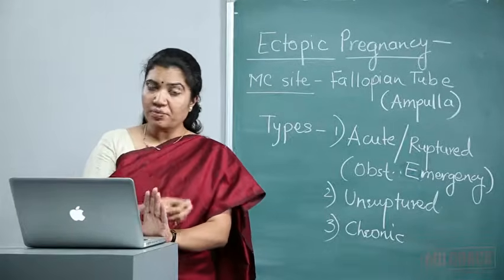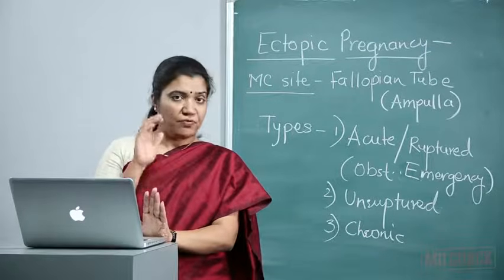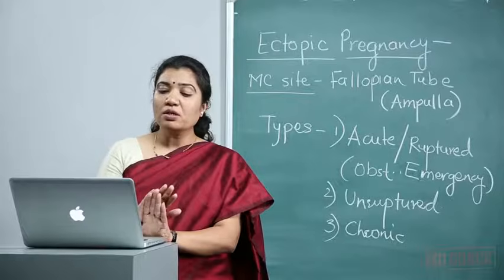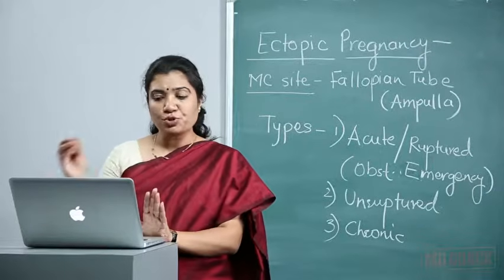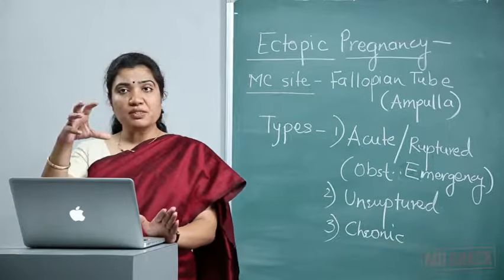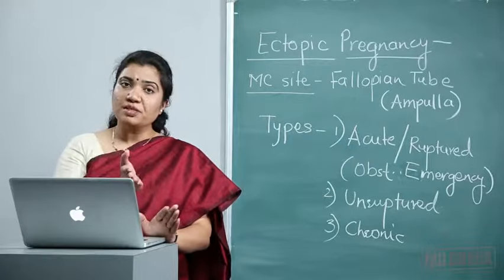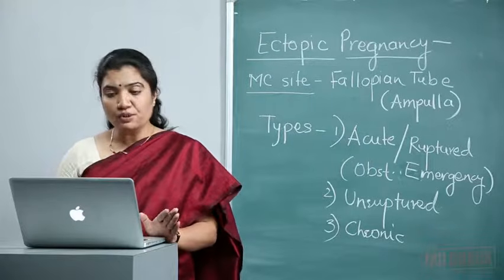If it is an ovarian pregnancy, if we can repair the damage of the ovary, we will do that. But if we cannot, then oophorectomy is done. That much portion of the ovary or that ovary is removed. If it is an interstitial pregnancy, we cannot spare, so subtotal hysterectomy is done and the bleeding is stopped.